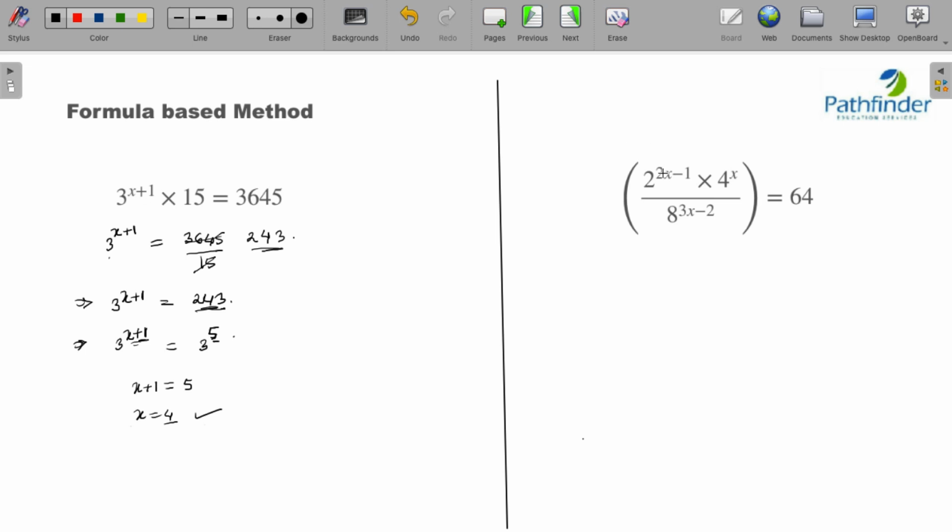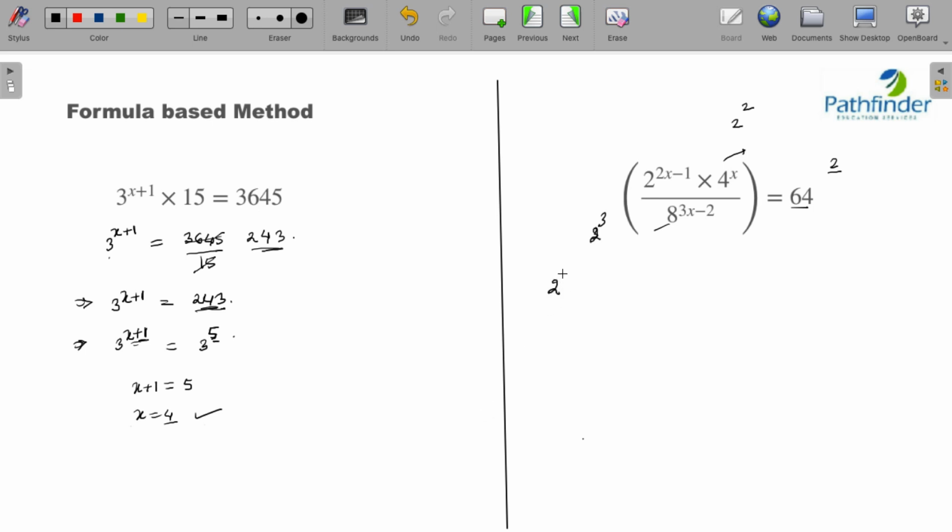Next, we have the equation 2 to the power 2x minus 1 into 4 to the power of x, divided by 8 to the power of 3x minus 2, that is equal to 64. Now we see that there are three numbers, but all of them can be written as powers of 2: 4 is 2 to the power 2, 8 is 2 to the power 3, and 64 also can be written as 2 to the power something. So the first step is, let us write all of these numbers as powers of a common base 2.